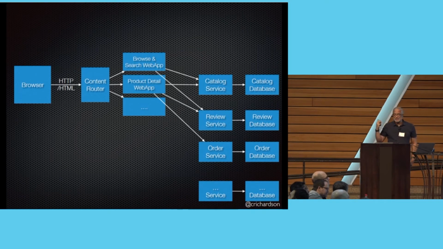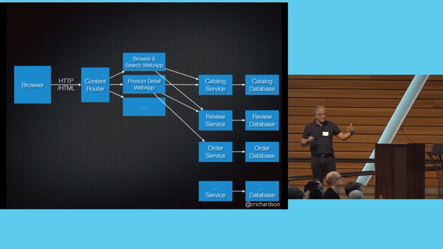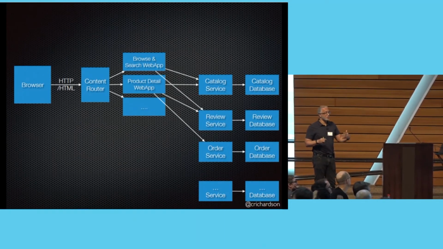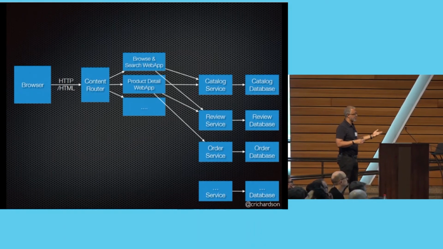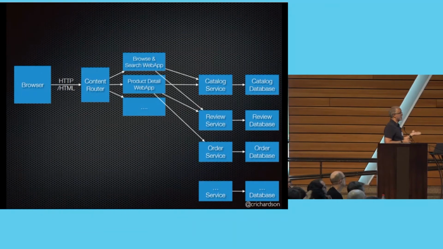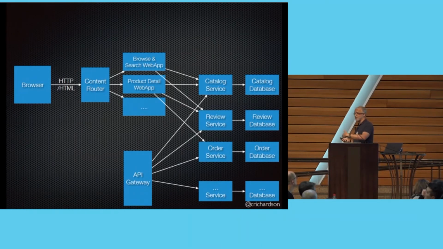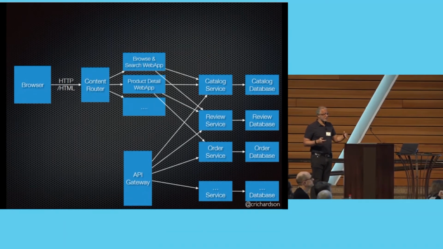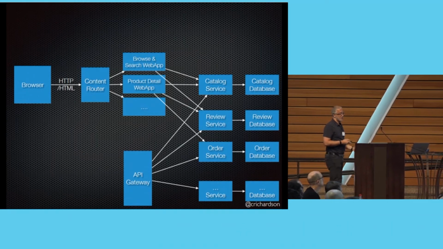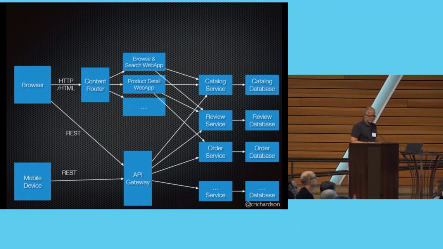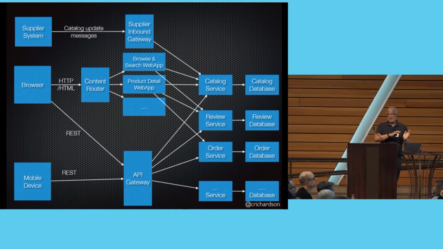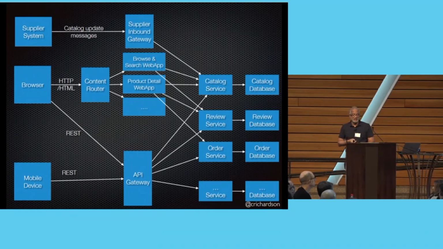You can also functionally decompose the server-side presentation tier as well, so you can have web applications that implement the pages for certain functional areas of your UI: product browsing, product details, checkout, and so on. If you're exposing an API to the outside world, to mobile devices or JavaScript running in the browser, you typically put an API gateway, which is a facade in front of your services and exposes APIs to the outside world, like REST APIs or whatever. And you might also have inbound gateways. You could imagine in this system, suppliers are sending in messages, so they go via an inbound gateway to the catalog service.